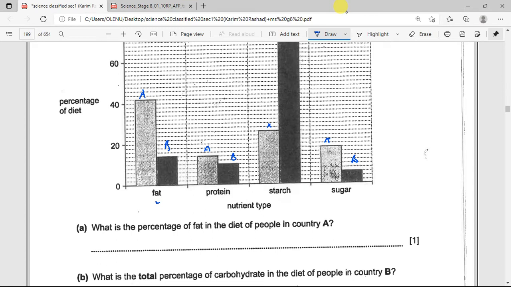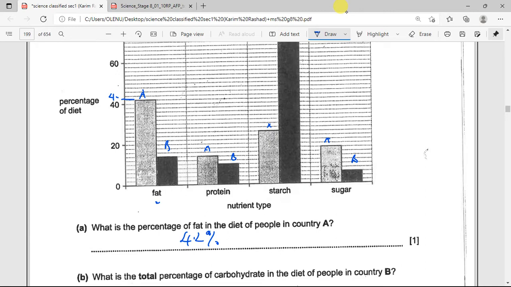So the percentage of diet should be, if this is 60, that means in between here is 20. So you have 10 smaller lines, and if it's 20, that means each line represents 2. So obviously 40 is within this line, which will be 42%. So your answer here should be 42%.